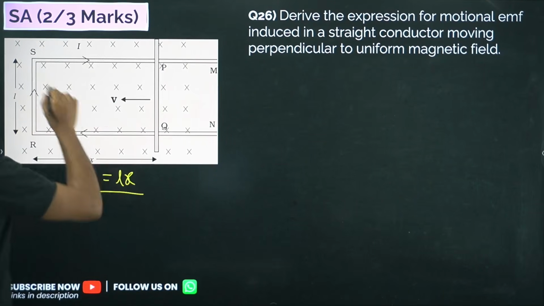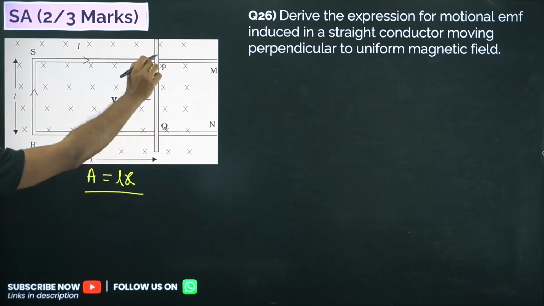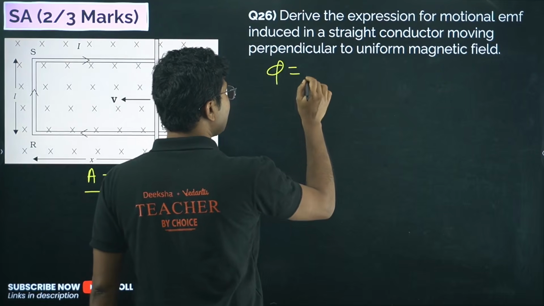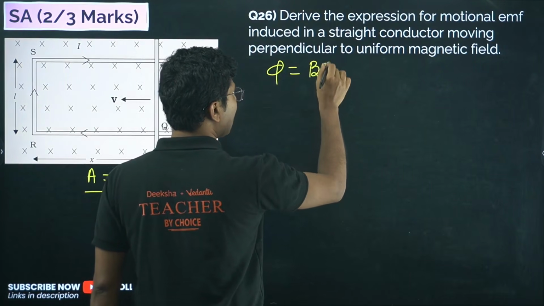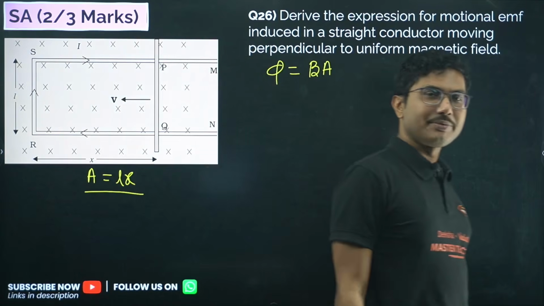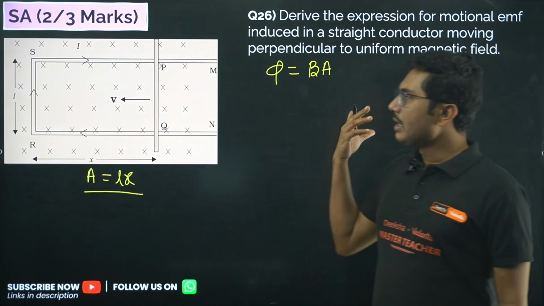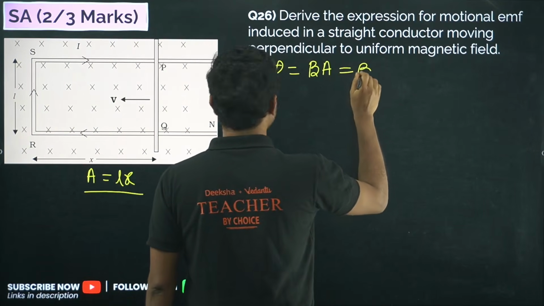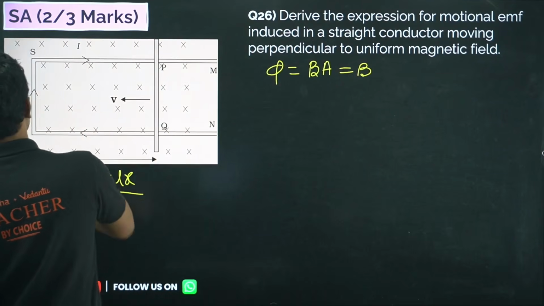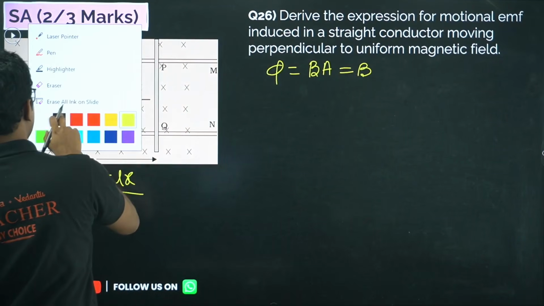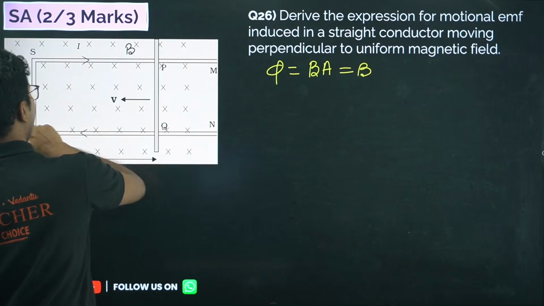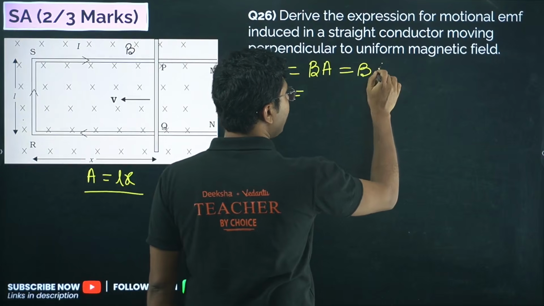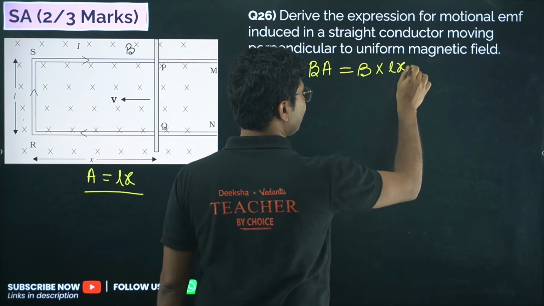Now the magnetic flux linked with this loop is given by phi equals the magnetic field into area. Magnetic flux linked is always given by B into area. B is constant, obviously given here. Magnetic field is given. If it is not given, you have to show that in the diagram. Magnetic field is B, and the area is L into X.